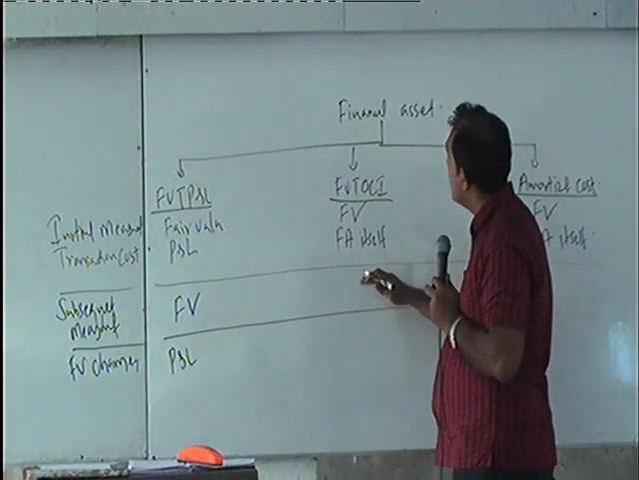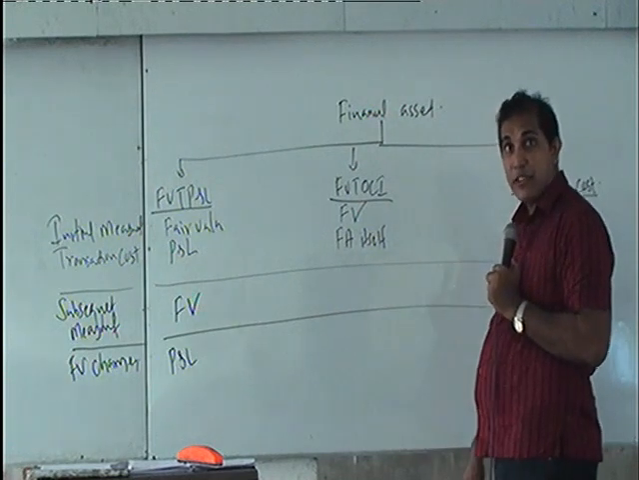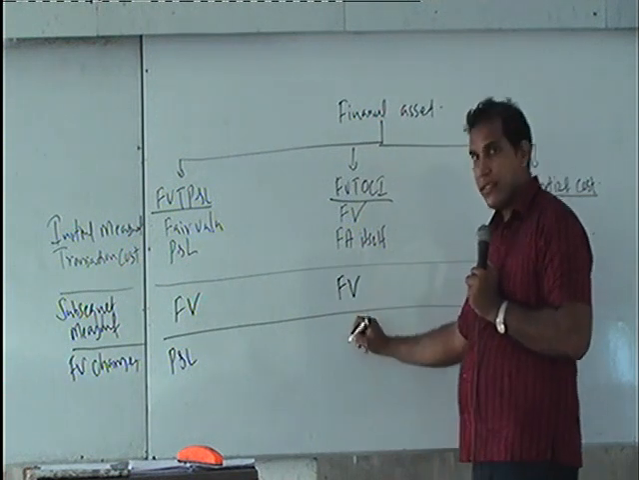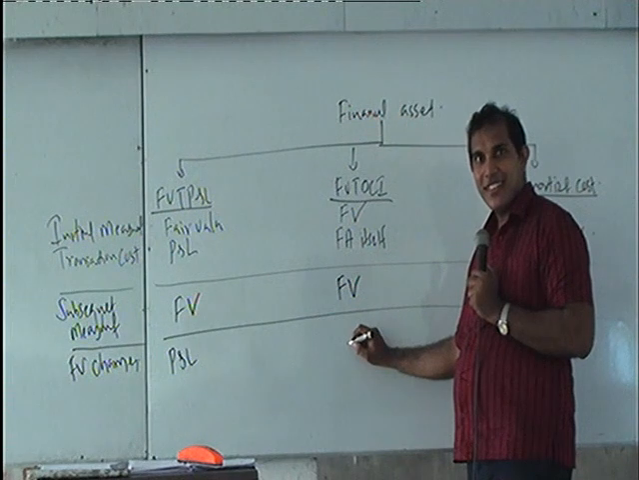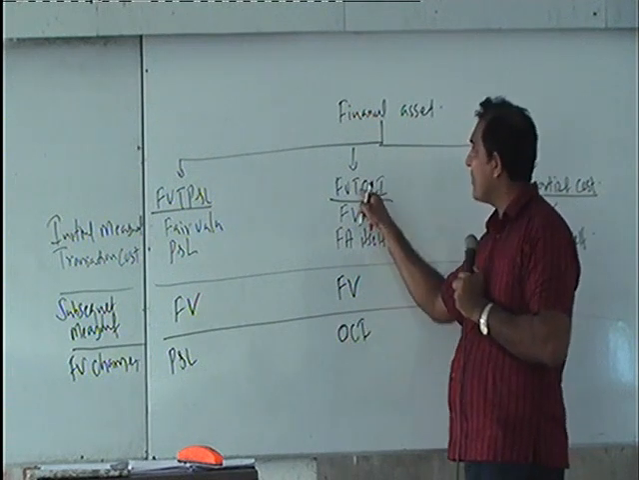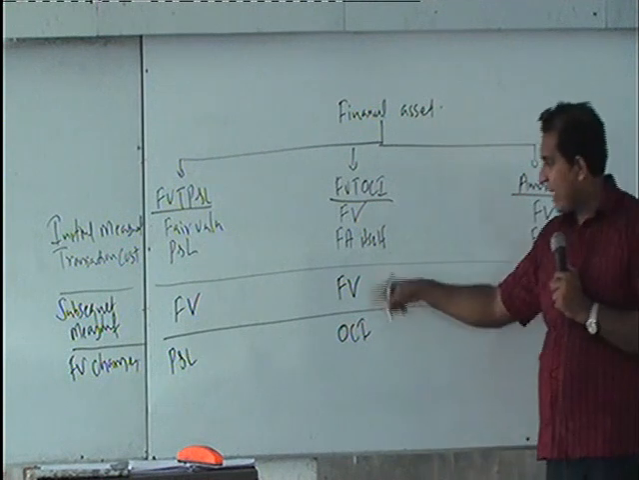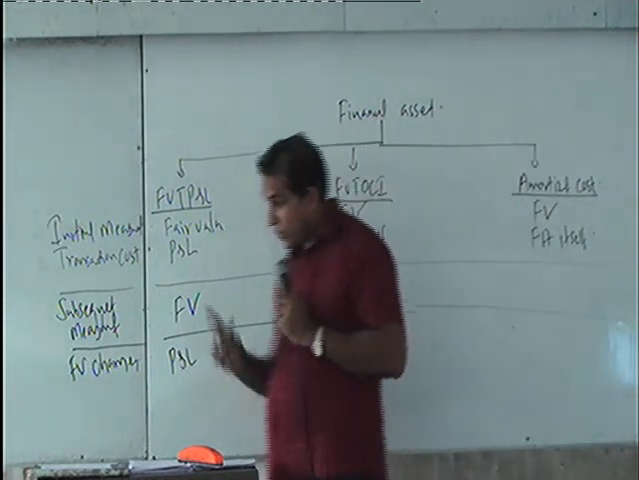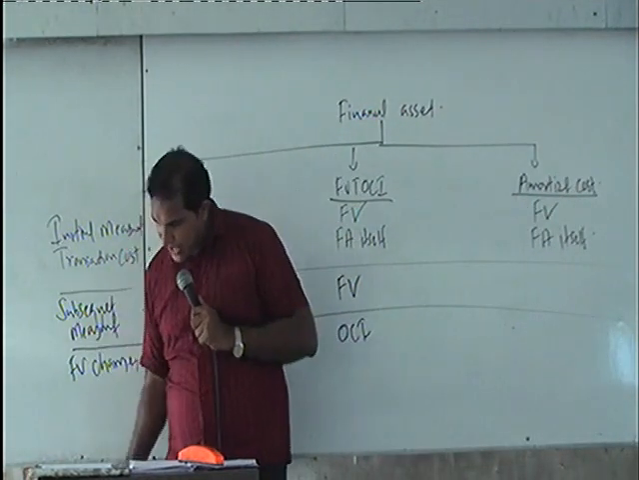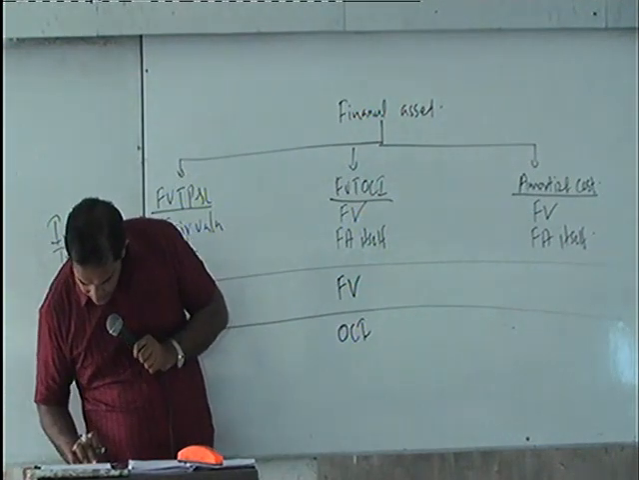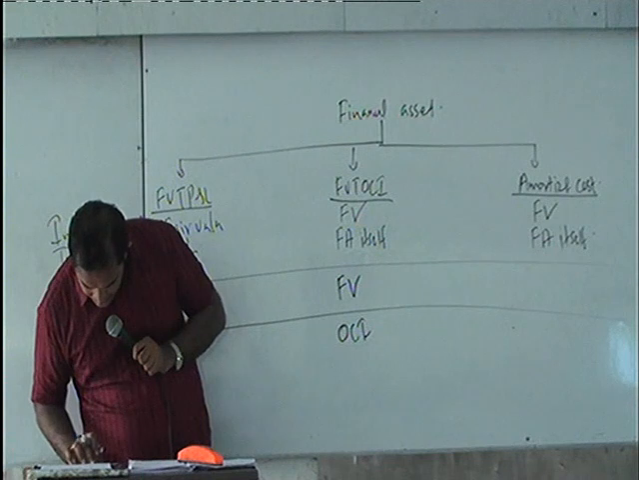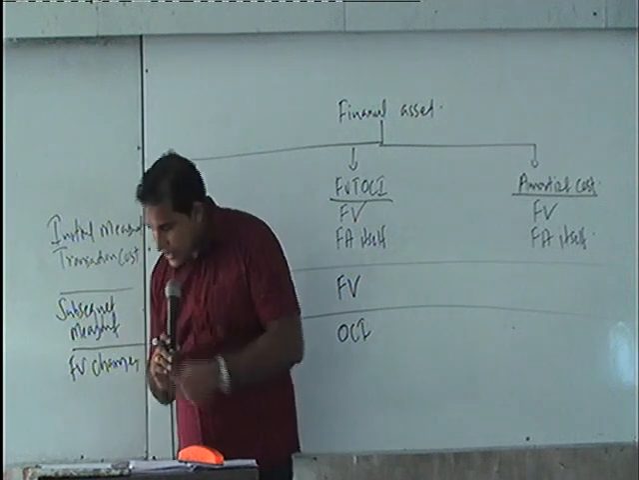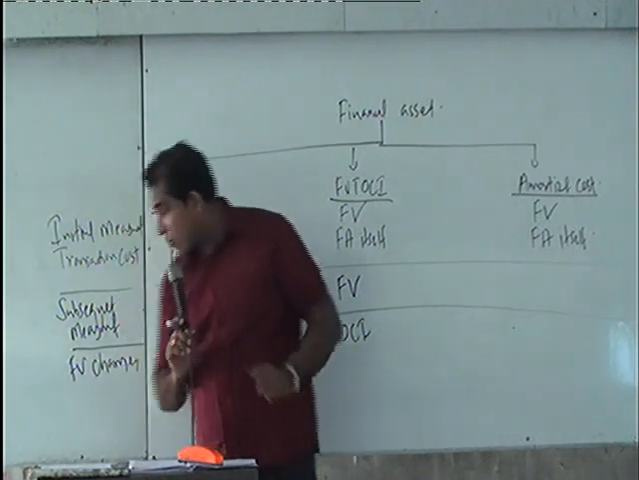Here, subsequent measurement should be at fair value. Fair value changes go to OCI. That's why we say OCI, no? Fair value through OCI: fair value changes should be charged to OCI, but remember, there is a classification. What is that classification? Now, you have two types of instruments, equity instruments and debt instruments, right?